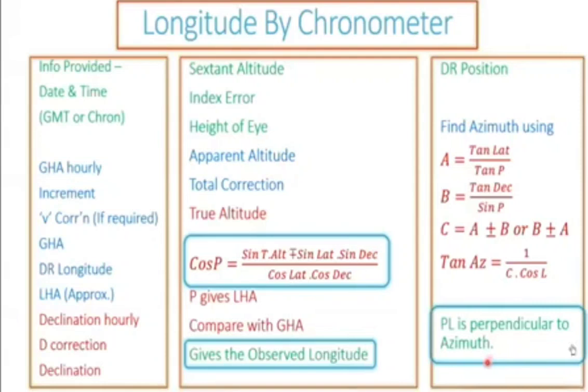So this is the complete method. How do we obtain a position line using the longitude by chronometer method? Now this formula for long by chron. In the end, you said we need to find out which side the position line, azimuth lies. Which side of the DR position to draw the PL? No, not required. You just need the direction of the azimuth, and PL will be perpendicular to the azimuth.